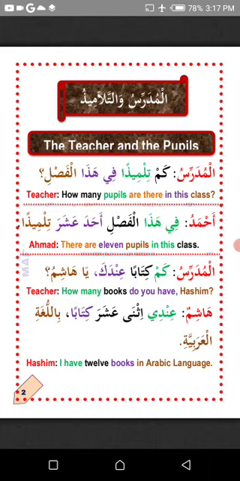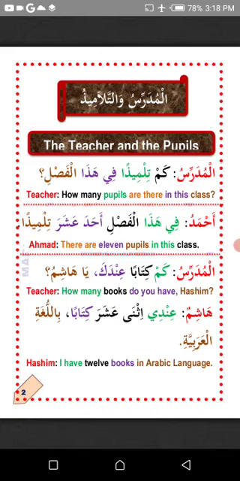The term appearing after 11 and 12 must be singular, as we have it in tilmidhan. Tilmidh is mufrad, singular, and the last letter of the term must be marked with double fataha. I repeat, the last letter of the term appearing after the numbers 11 and 12 must be marked with double fataha, as we have it in tilmidhan, not tilmidhun and not tilmidhin. I hope you understand.